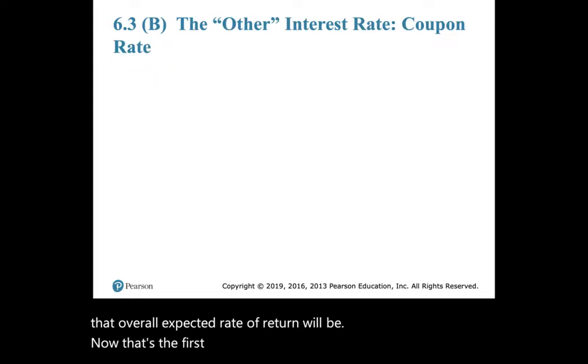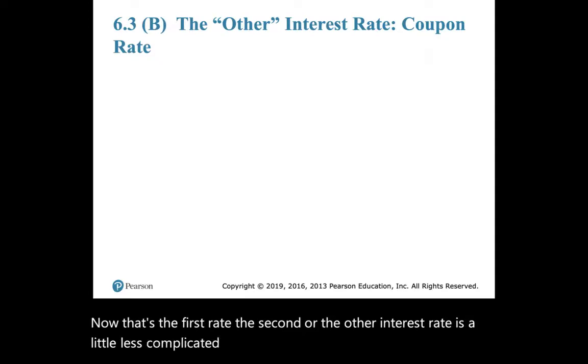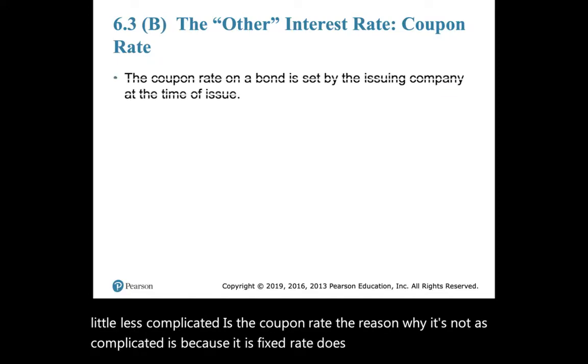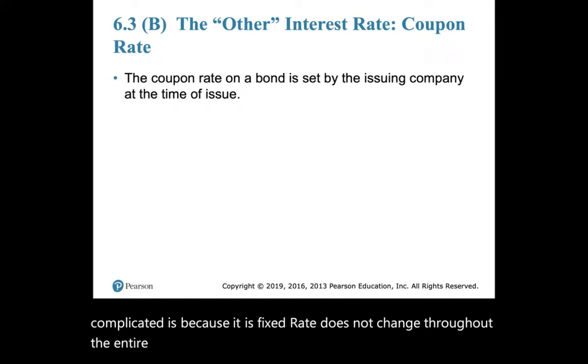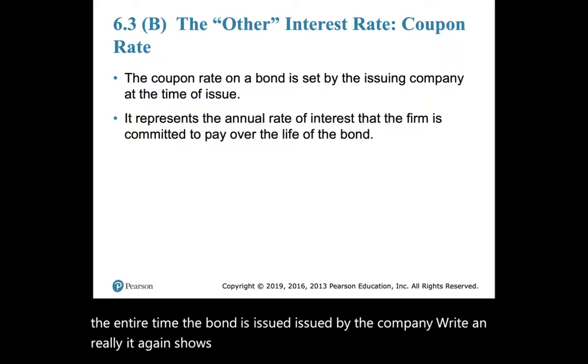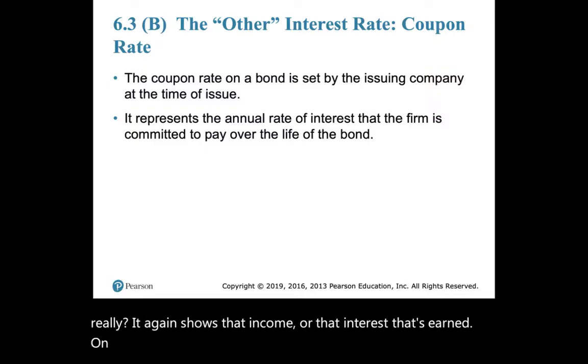The second, or the other interest rate, is a little less complicated, is the coupon rate. The reason why it's not as complicated is because it is a fixed rate. It does not change throughout the entire time the bond is issued by the company, right? And really, it again shows that income or that interest that's earned on an annual basis or some sort of equal payment annuity over the life of the bond.